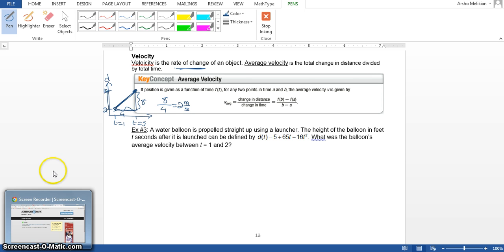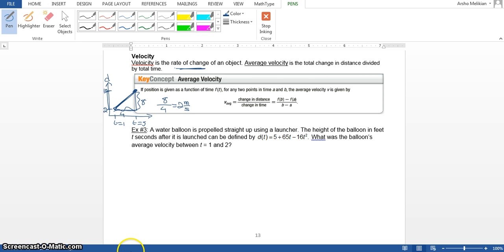When you're talking about distance, slope stands for velocity. For the next problem, do you want us to change feet per second into meters per second? No.